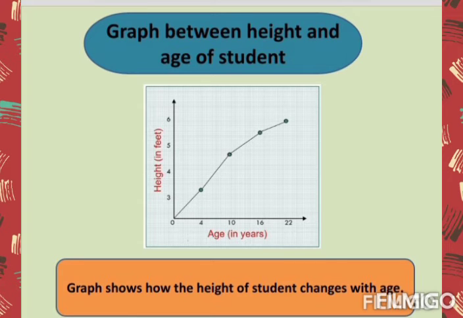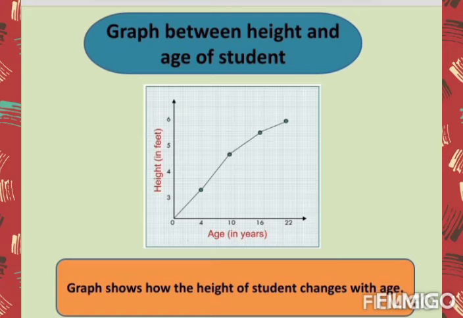Here is another example of a graph between two quantities, and those quantities are height and age of the student. First of all, we have to decide which quantity is independent and which is dependent. Look at the age of the student. Age is basically time, and time is an independent quantity. So we have to draw the values of age on the x-axis and the values of height on the y-axis.